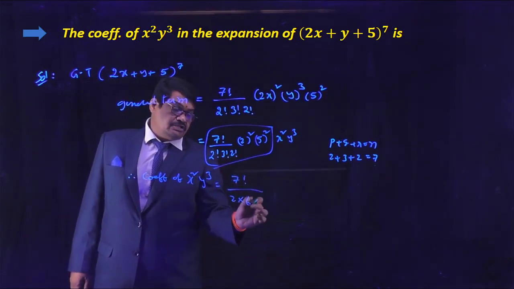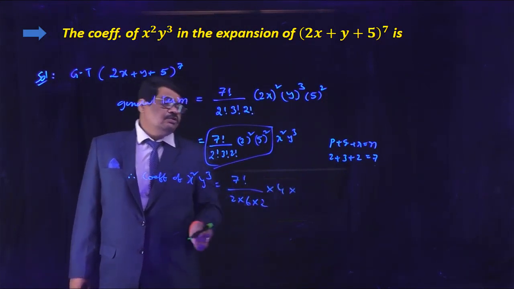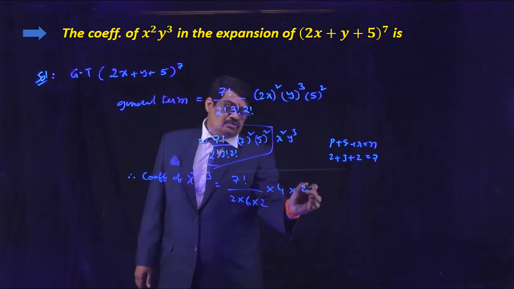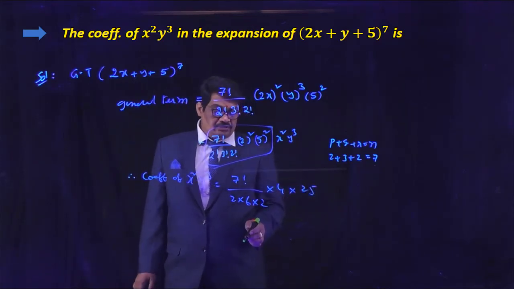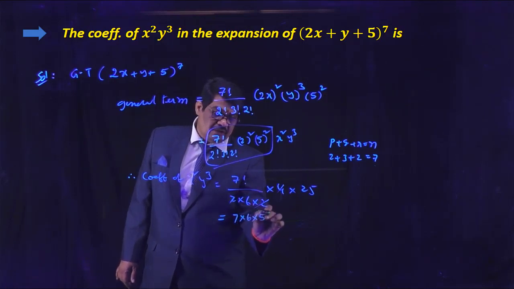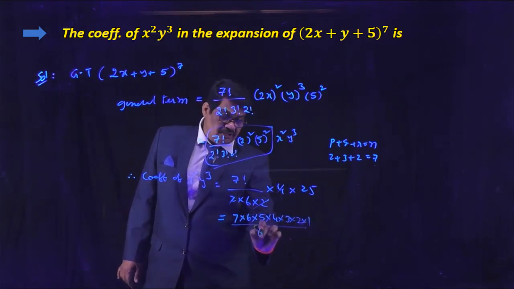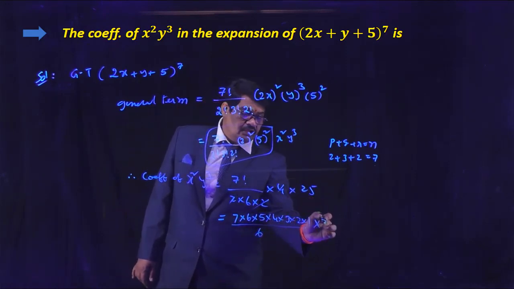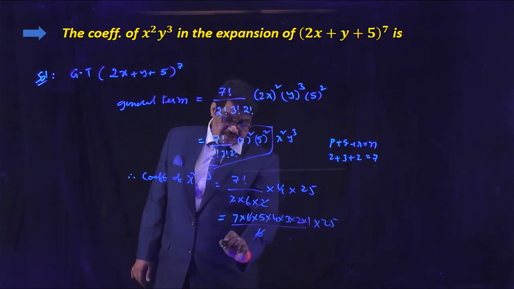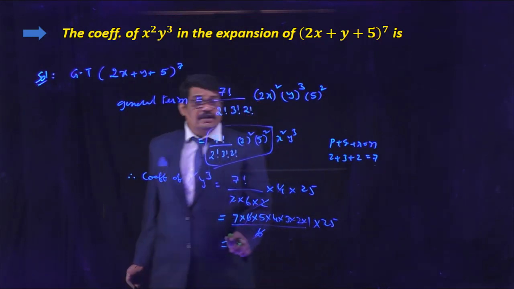Therefore, the quotient of x square into y cube is equal to 7 factorial by 2 factorial, which is 2, 3 factorial is 6, into 2 factorial is 2, into 2 square 4, into 5 square. 5 square is 25. Now 2 into 2, 4 will be cancelled. That is 7 into 7 factorial, 6 into 5 into 4 into 3 into 2 into 1. In the denominator only 6 into 25. So this 6 will be cancelled. Now we are multiplying these remaining values.